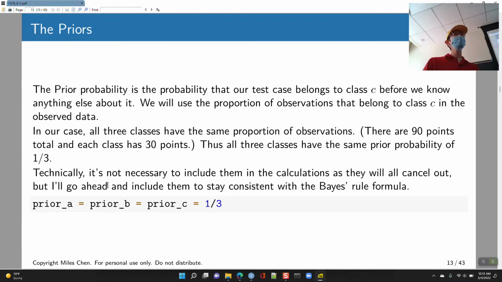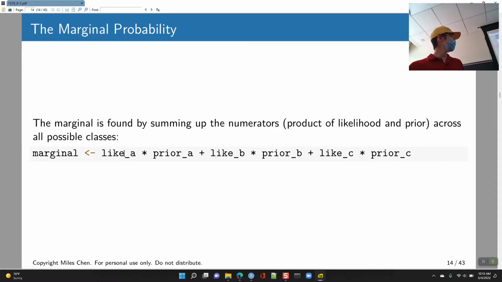Technically these things all cancel out, because I'm going to multiply each value in the numerator by 1/3, and then divide by the sum of them. So if all of your prior probabilities are equal, they all cancel out. But if they're not equal, it's important to include them. In the denominator, we have the likelihood times the prior for each of the classes: the numerator for class A plus the numerator for class B plus the numerator for class C. So that goes into the denominator.